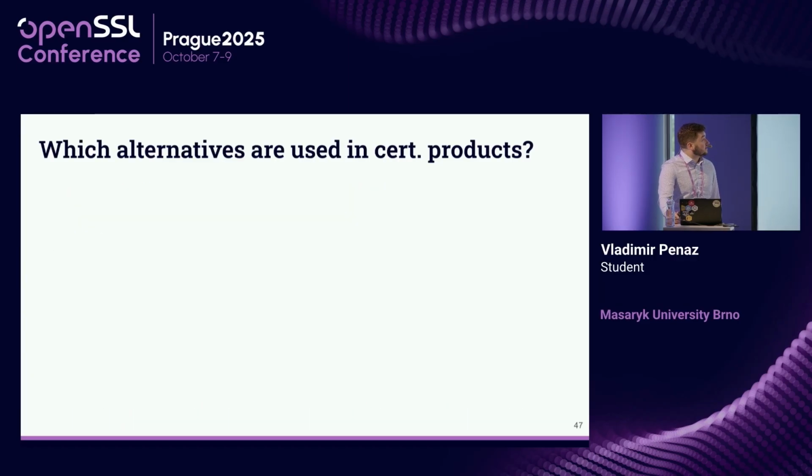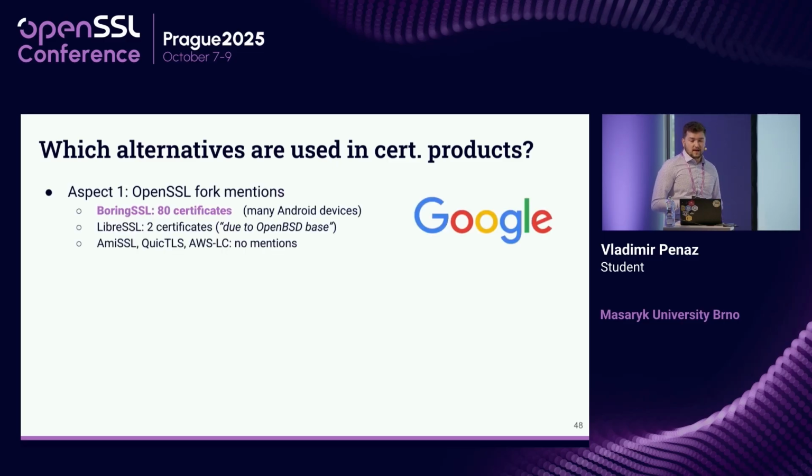And last but not least, the question was: which alternatives are used in certified products? And we have two categories. One of them is the forks of OpenSSL, where by far the leader is the BoringSSL library, which is mentioned in over 80 certificates probably right now, because this data is from Monday, and it's changing every day.